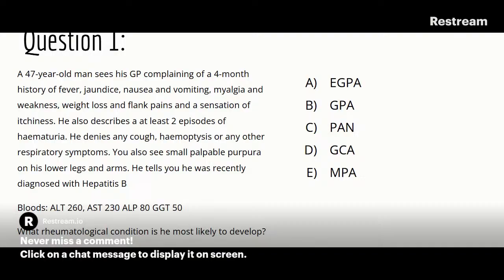He tells you that he was recently diagnosed with hepatitis B. His main blood work is, as you can see here, the renal results had not been reported yet. He's got an ALT of 260, an AST of 230, ALP of 80, and GGT of 50. Which one of the following is he most likely to develop? Is this most likely going to be eosinophilic granulomatosis with polyangiitis, granulomatosis with polyangiitis, polyarteritis nodosa, giant cell arteritis, or microscopic polyangiitis?